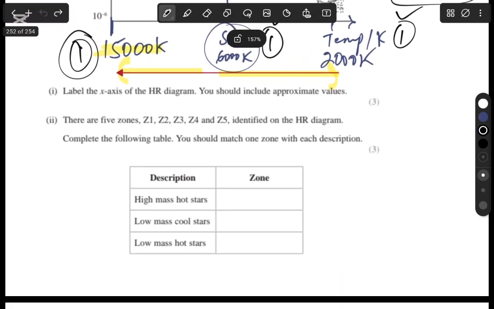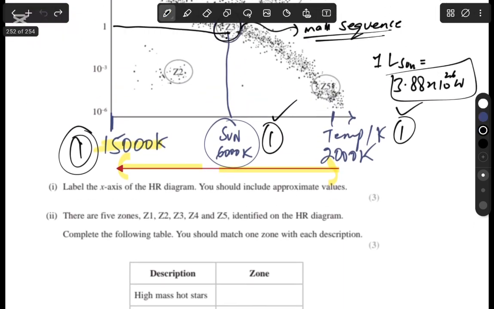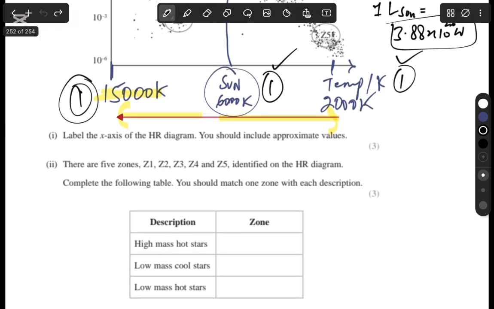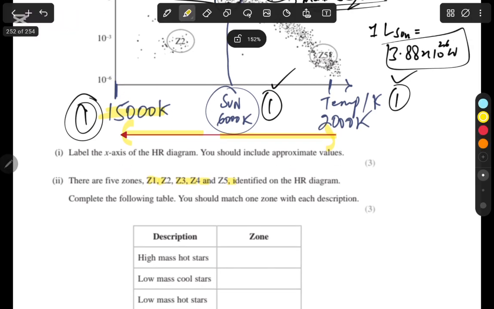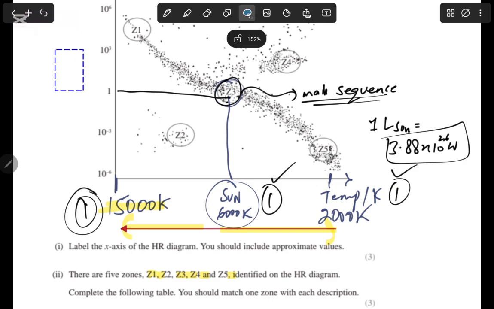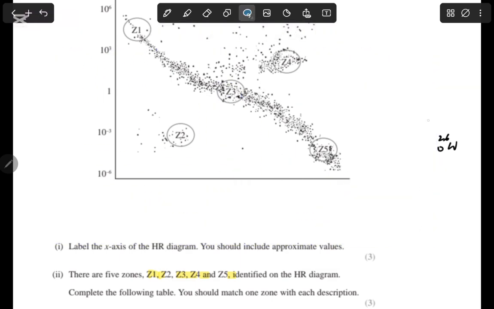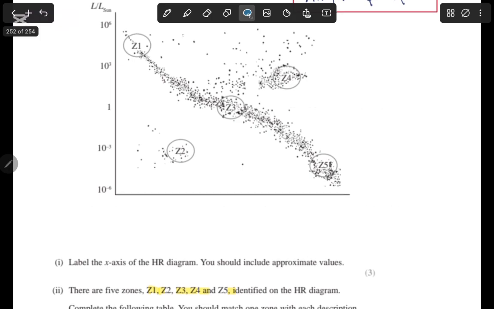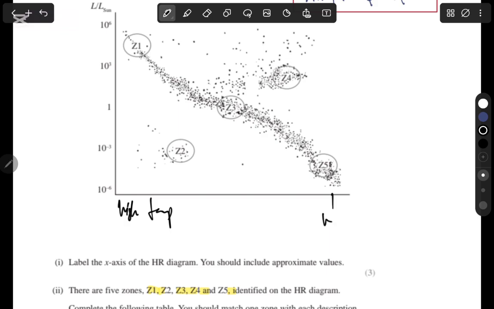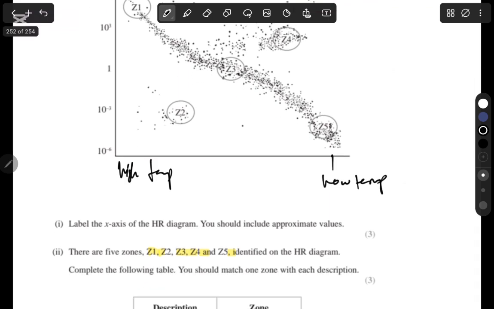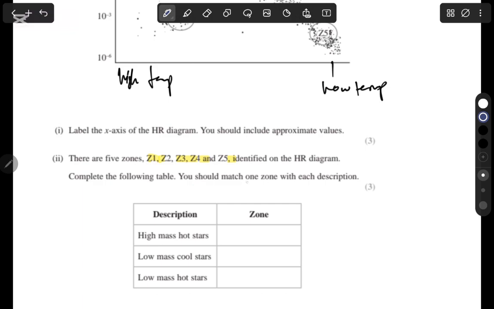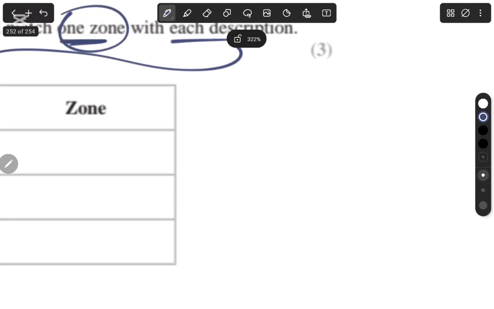Okay, so for the next part, we have a couple of zones. We have Z1, Z2, Z3, Z4, and Z5. So a bunch of zones is given to us in the graph. Let me just erase this. So all of these zones are given to us in the graph, and we should know that this is high temperature, and this is low temperature, guys. Okay. Now what you want to do here is match one zone with the description they gave you.